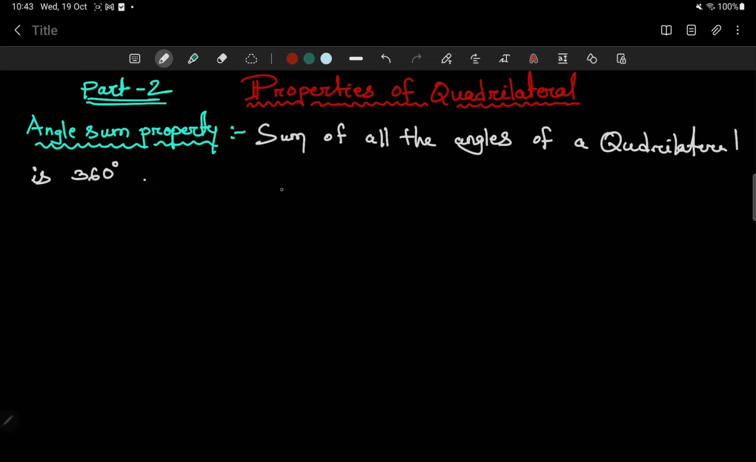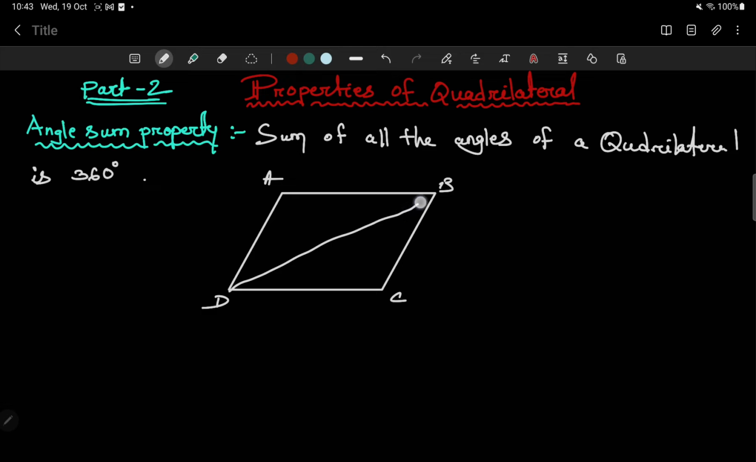Let us take any quadrilateral, any type of quadrilateral. So this is a quadrilateral ABCD. Let us divide it into two triangles. So I am drawing its one diagonal. So this is triangle 1, this is triangle 2. So in triangle 1, we know the angle sum property of a triangle.